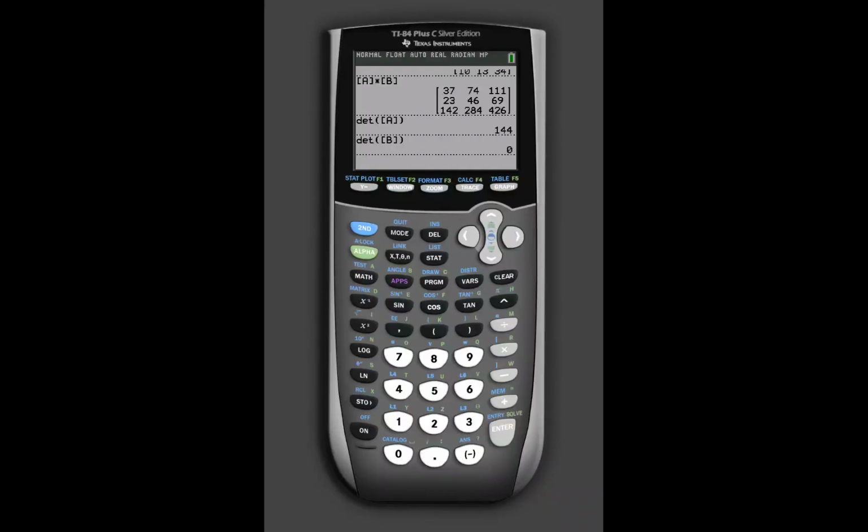Now, why did I... 0. Oh, that's cool. That means it's going to give me an error, right? That was amazing. You guys, I just randomly picked those numbers.